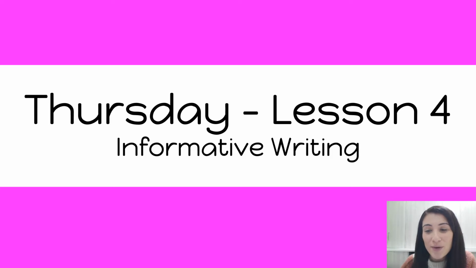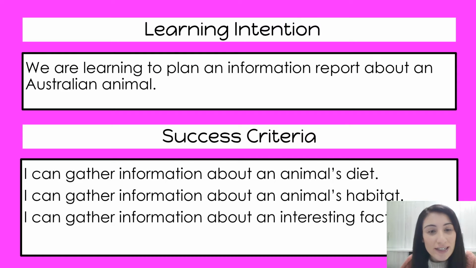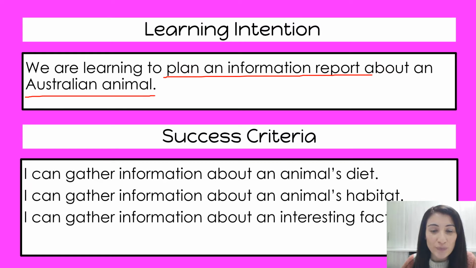Today is Thursday, so we'll be working on lesson 4 and we're focusing on informative writing. Here's our learning intention. We are learning to plan an information report about an Australian animal. And today, for our success criteria, we are focusing on 3 different things. If you tuned into yesterday's lesson, you would have seen that we focused on 3 things to do, and today we've got 3 more things to do. Let's see what they are today.